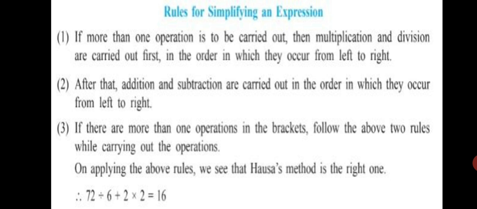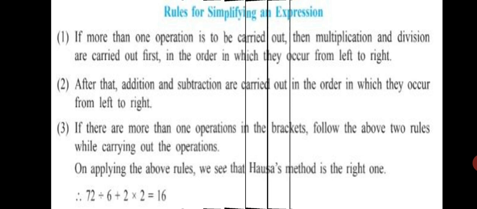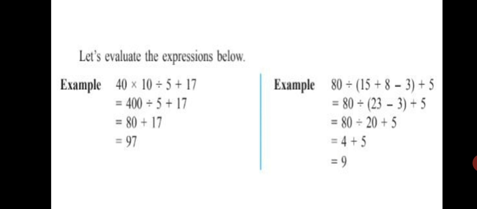Now whenever you get brackets, see that the brackets are solved first and accordingly follow the rules for simplifying an expression. Let's have a look at some more examples. Let's evaluate the expressions below. 40 into 10 divided by 5 plus 17. You see no brackets here. So follow the rule. First solve multiplication and division, whichever comes first. Multiplication is coming first here, right? So 40 into 10, 400. Remaining part you write as it is in the first step.